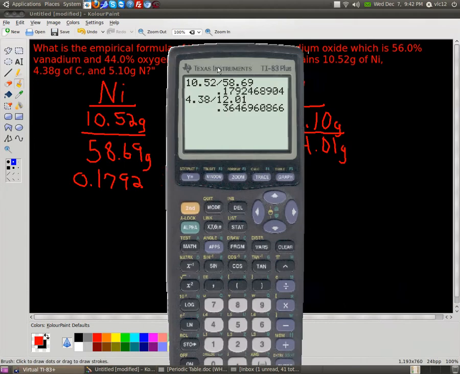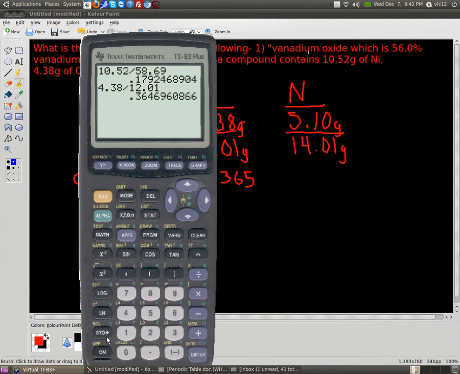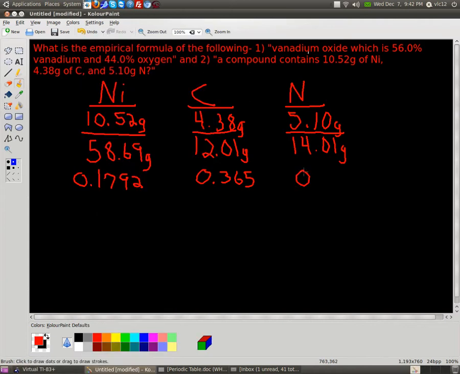On the nitrogen, I'm going to take 5.10 and divide it by 14.01. Once again, 3 sig figs on this one, and I have 0.364. Now, let's make sure I wrote those down.